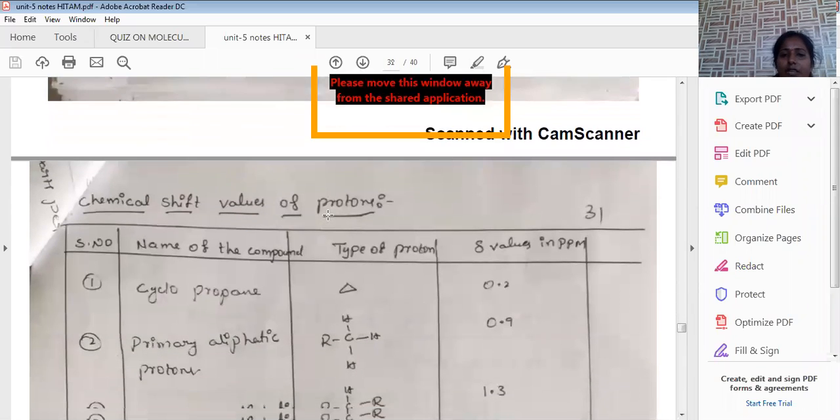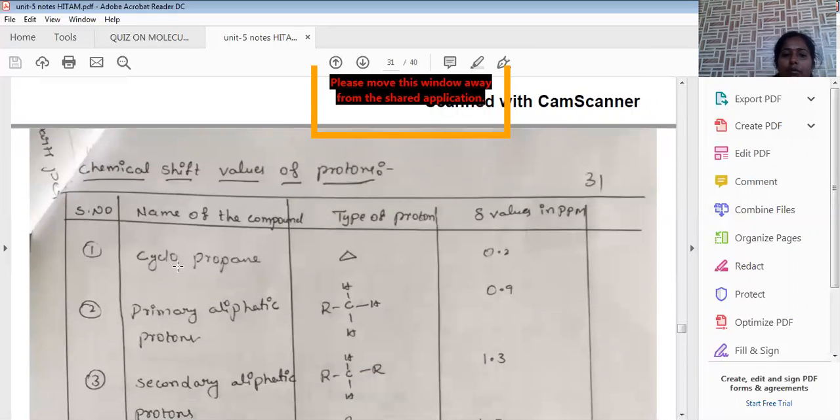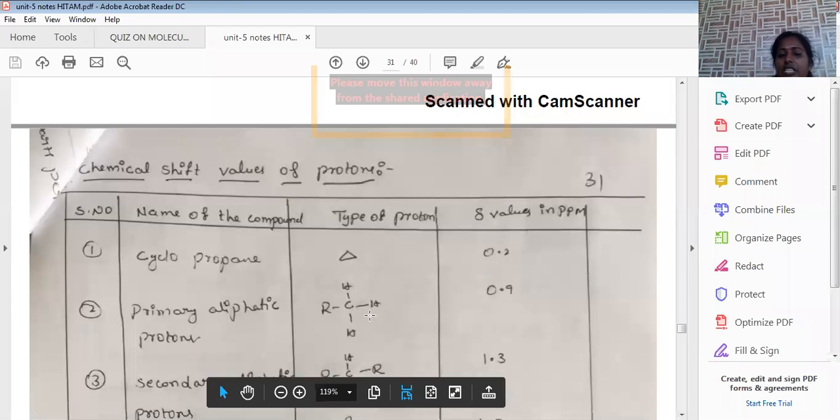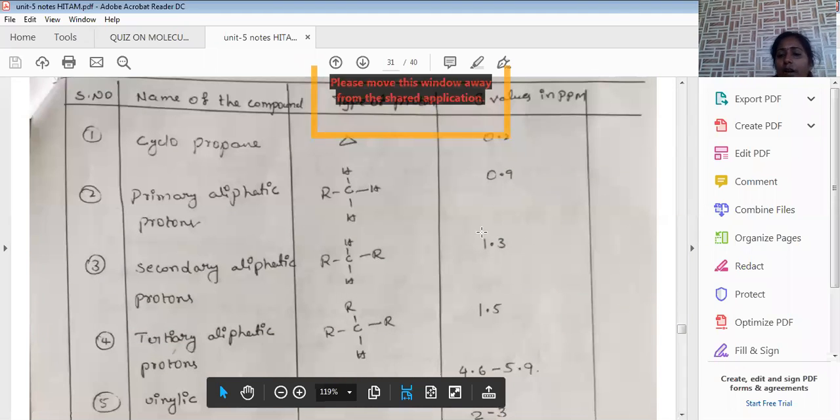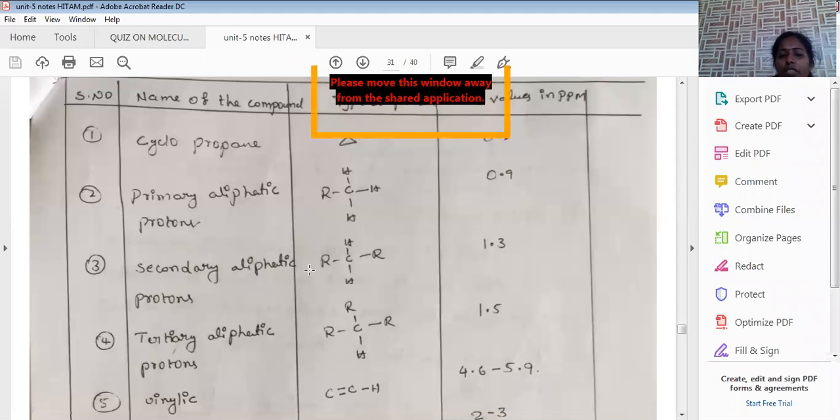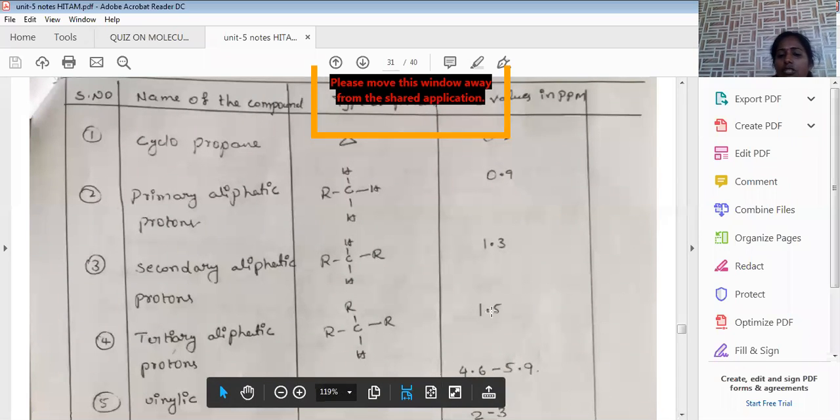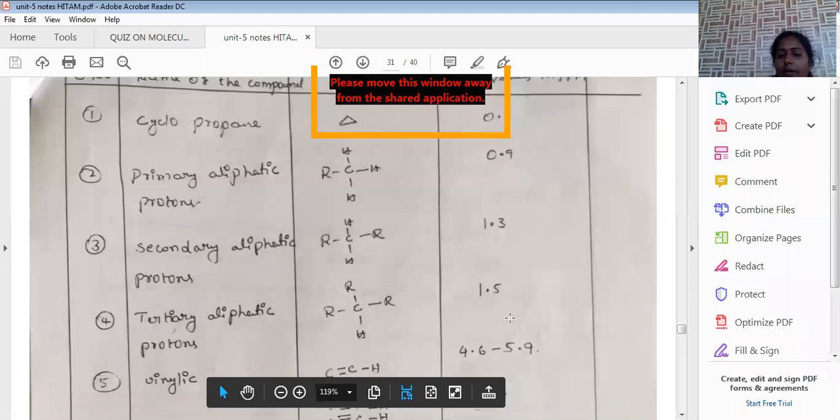This is about chemical shift values. Now let us see some of the chemical shift values of the compounds. When we take cyclopropane, all the hydrogens are equivalent, and on this delta scale the value is 0.2. When a primary CH3 group is there, the peak is obtained at around 1 ppm. When secondary aliphatic hydrogens are there, the peak is obtained at 1.3. If the peak is at 1.3, you can say secondary hydrogens are present in the compound. Tertiary hydrogens will give the peak at 1.5 ppm.